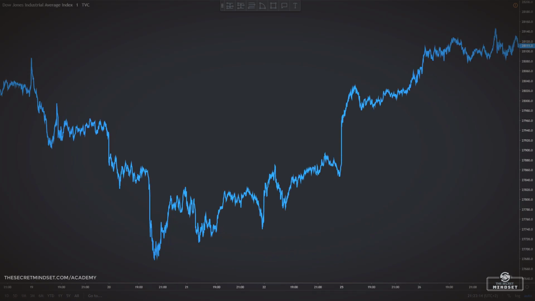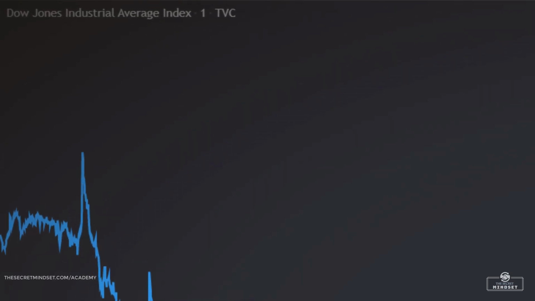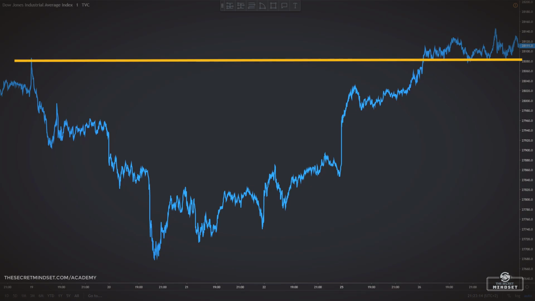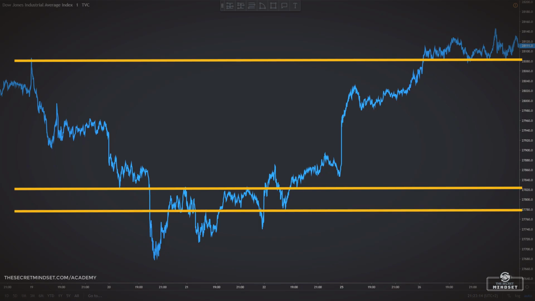With line charts, spotting support and resistance levels is very easy. Let's take a Dow Jones 1-minute chart as an example. This approach is pretty straightforward. You identify relevant support and resistance levels based on recent market swings and scalp these areas for a few pips.